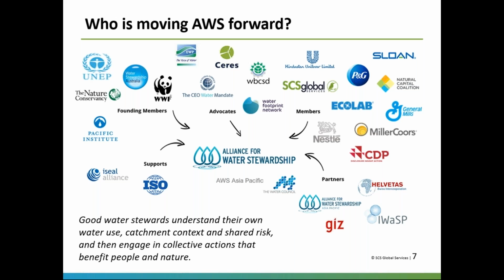The AWS headquarters or secretariat is located in Scotland. In order to best serve the differing needs in varying parts of the world, there are regional partnerships established. This includes offices in Africa, Asia, Pacific, India, Pakistan, and as I mentioned before, the Water Council, where we're located today, represents the regional partner for the Alliance for Water Stewardship North America. AWS North America serves the United States, Canada, and Mexico.